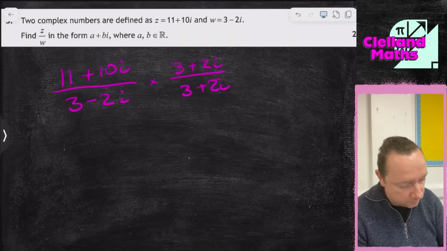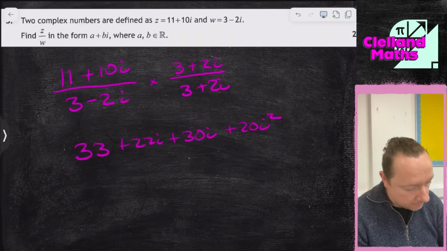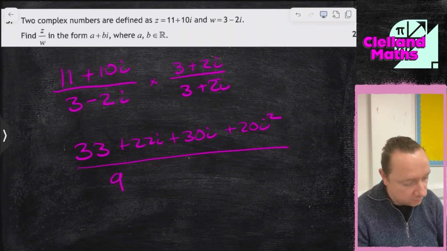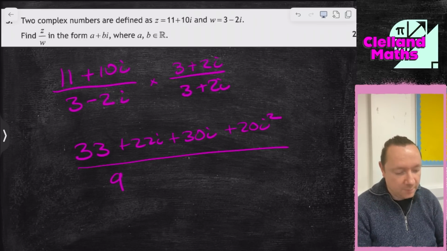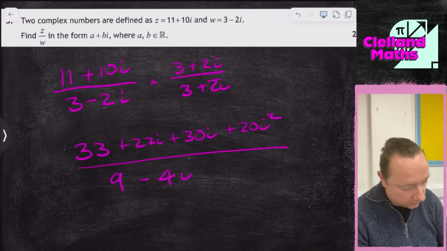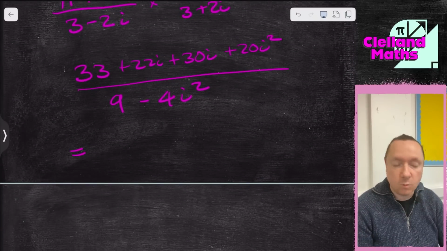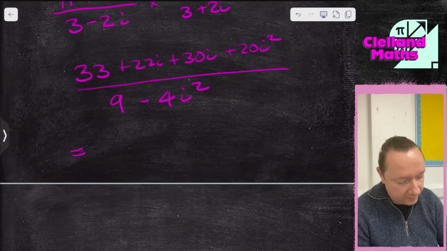So the top I can expand. 11 times 3 is 33. Then I've got 22i, and I've got 30i, and then I've got 20i squared. And then the bottom, you've got 3 times 3 is 9, and then 3 times 2 is 6i, but then you've got minus 6i, so they cancel. So then it's just minus 2 2's is 4i squared. So finding the top, i squared, remember, is minus 1, so you get 33 minus 20, which is 13.